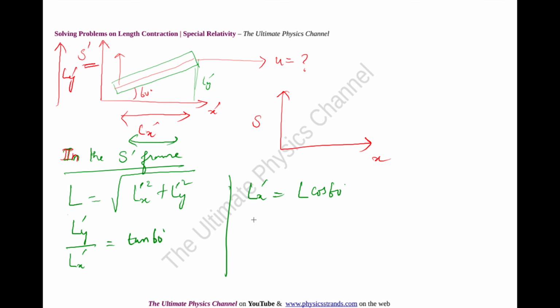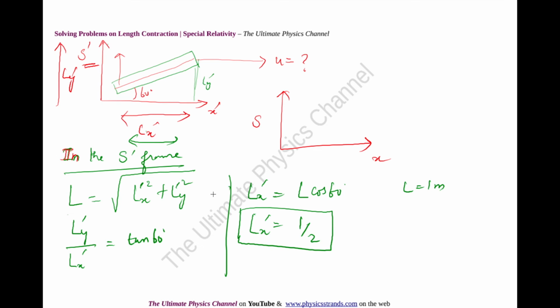Therefore we can say that it is a meter stick, right? So capital L is 1 meter. Therefore Lx prime would be only 1 times cos 60, or only cos 60, that is half. So our Lx prime is half.